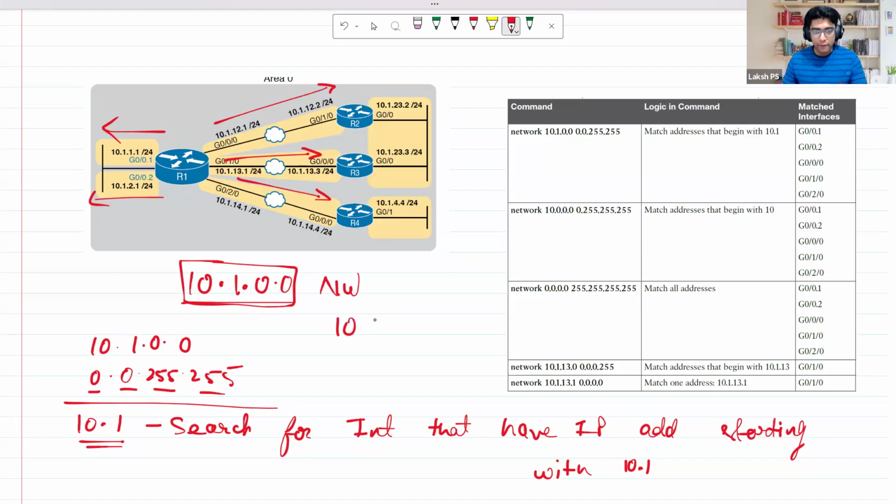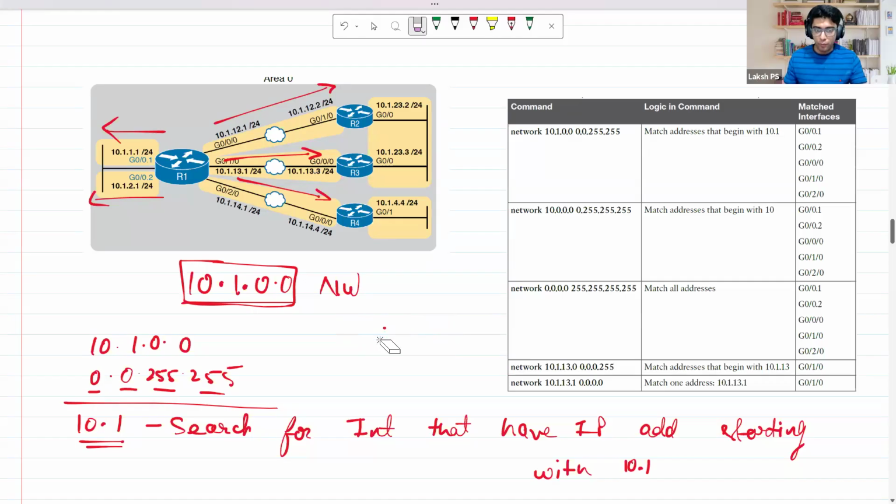Because if you further subnet this slash 16, it can go to 24 also. You can make it slash 24 also. So slash 24 is a subnet, a sub part, of slash 16. That is why even if it advertises 10.1.0.0, it is not doing any harm. I hope you're getting this point.